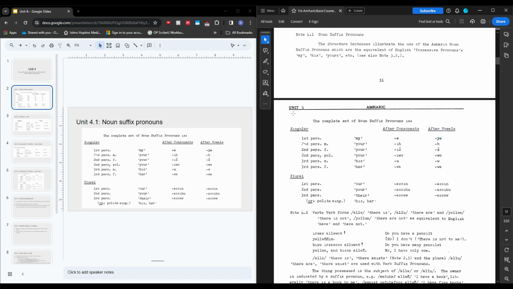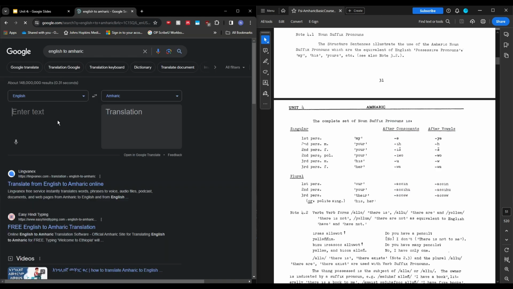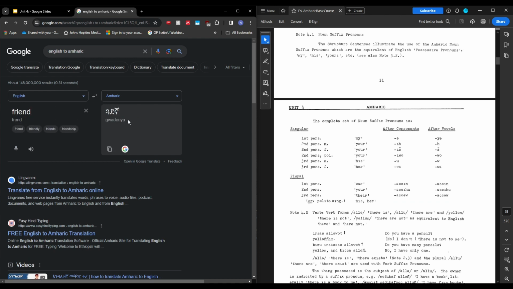So those aren't too bad. It's just, memorize these and then slap them onto the end of nouns. And like always, you can check on here. Gwendinyaye would be like my friend, versus Gwendinya, which is just friend.